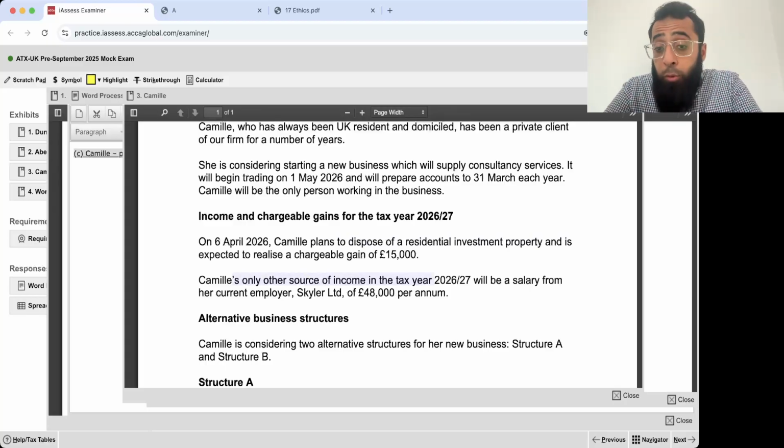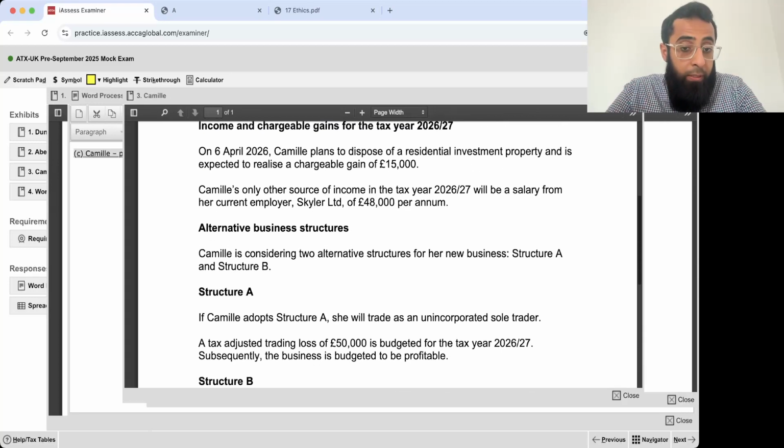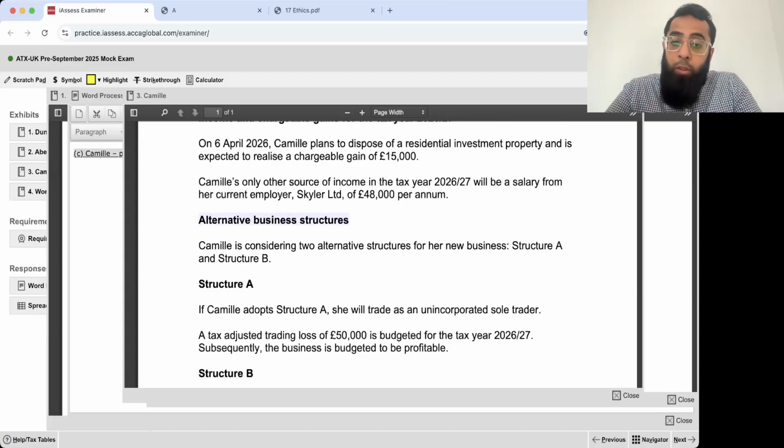Camille's only other source of income in the tax year 26-27 will be salary from her current employer, Skylar Limited, of £48,000 per annum. So we are given some background about the details of her income and gains in the tax year 26-27 and her plan to start the business on 1st May 26. Alternative business structure. Camille is considering two alternative structures for her new business, structure A and structure B.